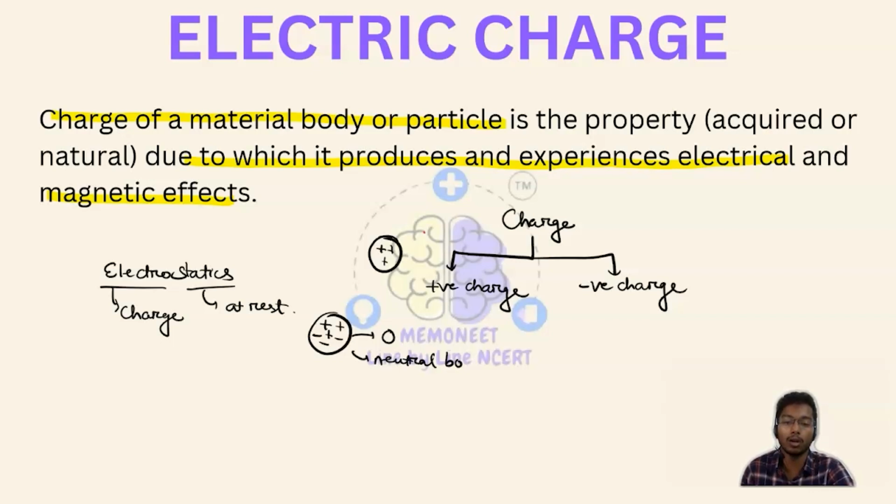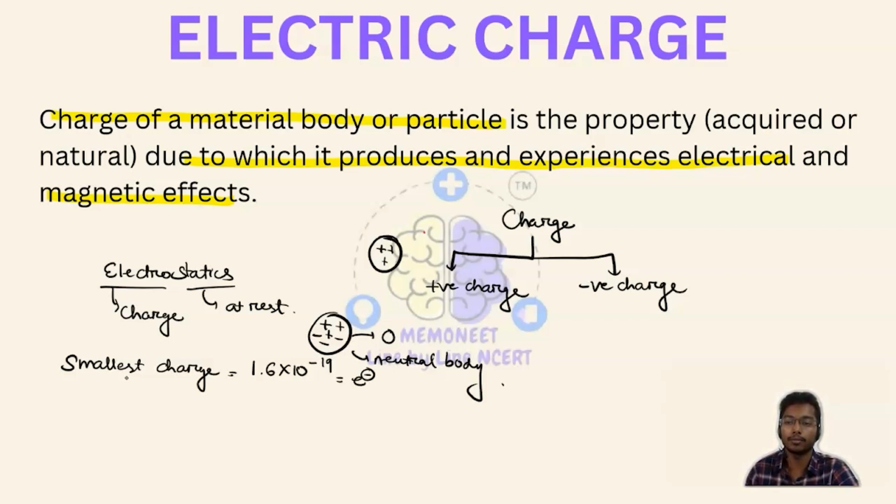The smallest charge is the charge of the electron, that is 1.6 into 10 to the power minus 19 coulomb. The mass of the electron is 9.1 into 10 to the power minus 31 kg. The proton also has the same charge, 1.6 into 10 to the power minus 19, but it is positive. The mass of the proton is 1.67 into 10 to the power minus 27 kg.